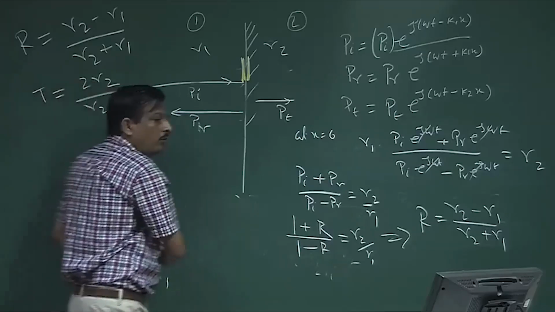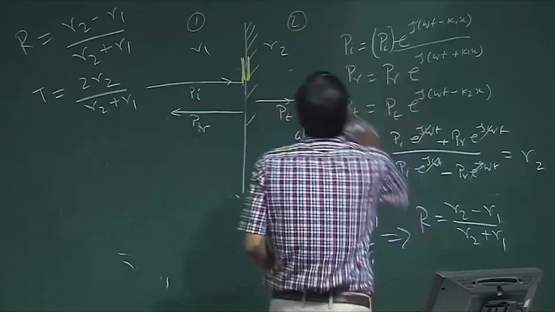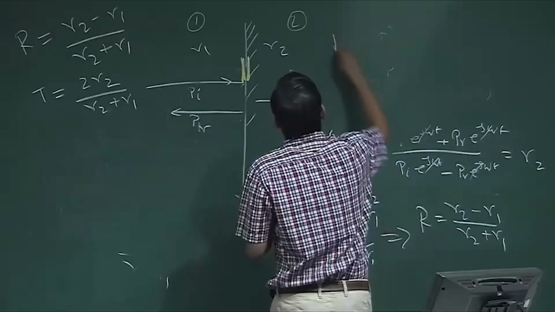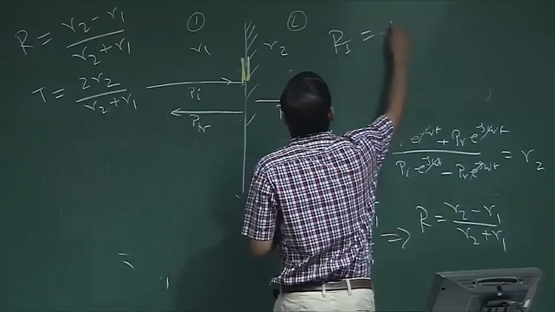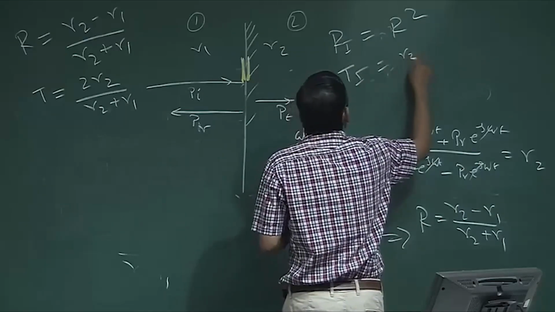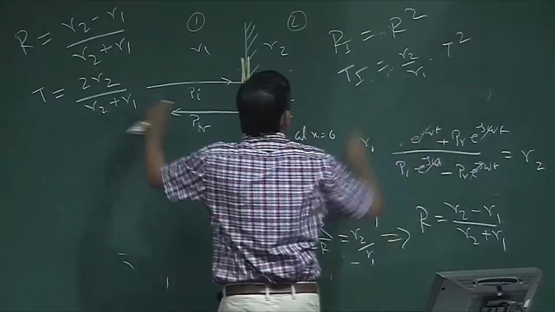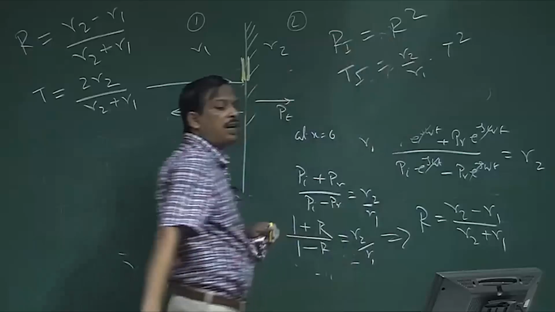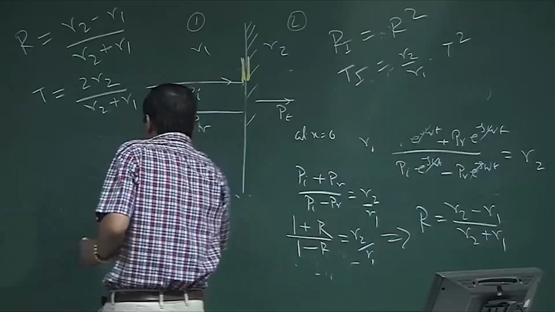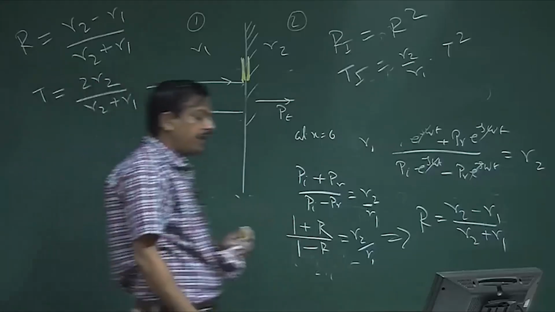Okay. Now what is Ri? Ri, the intensity coefficient, is nothing but R square. What is Ti? It is nothing but R2 by R1 into T square. So I know the T value, I know the R value, I can find out the Ri, the intensity coefficient. Now if I put the conditions, let us see what conditions are available.